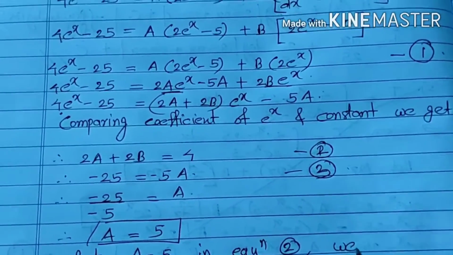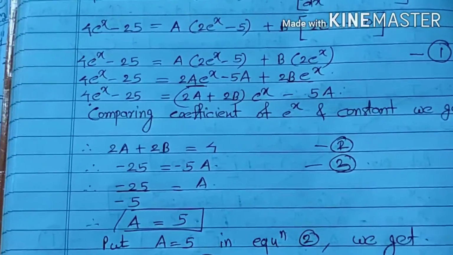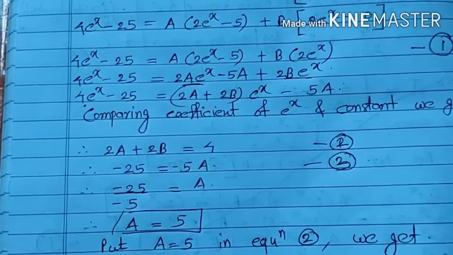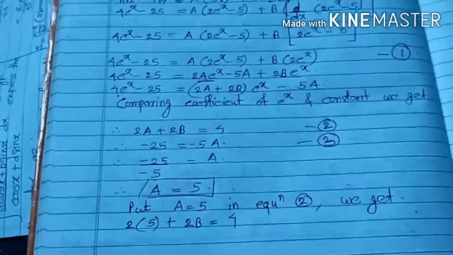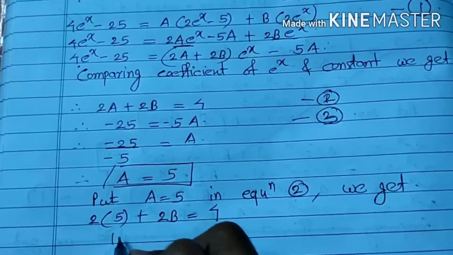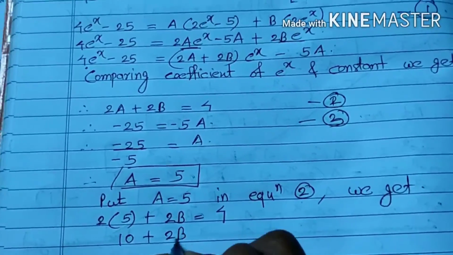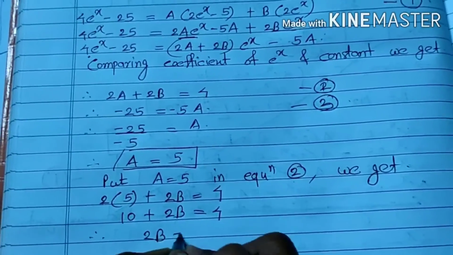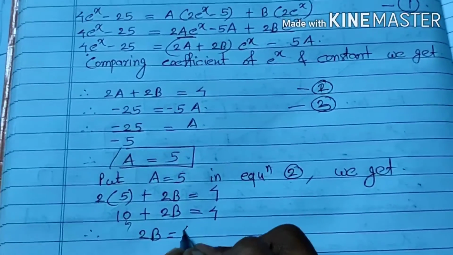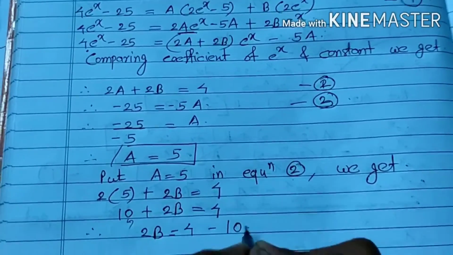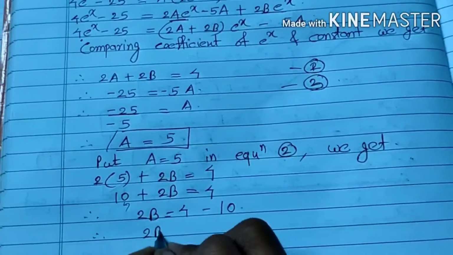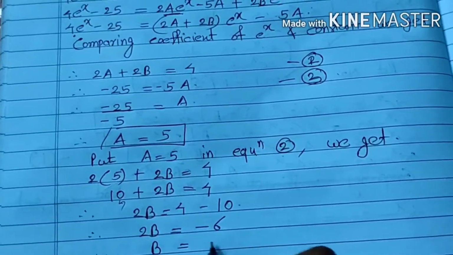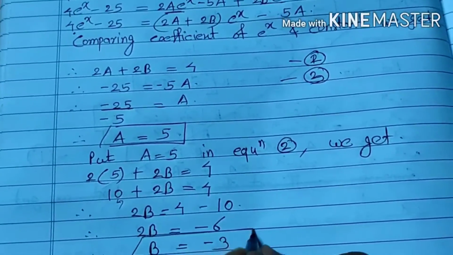We get, put the value of a, so it will become 2 into 5 plus 2b is equal to 4. So which is equal to 10 plus 2b is equal to 4. Therefore 2b is equal to 4 minus 10, 10 goes to the RHS side, so it will become minus 10. Therefore 2b is equal to minus 6. Therefore b is equal to minus 3.